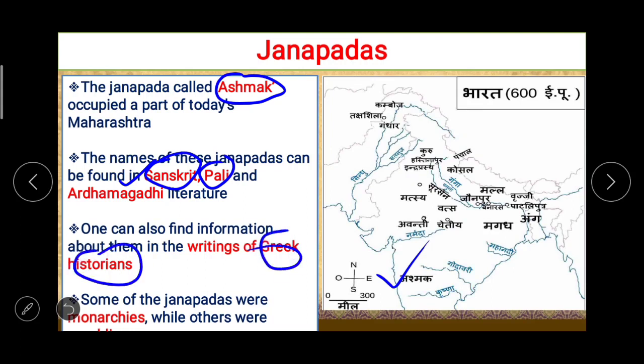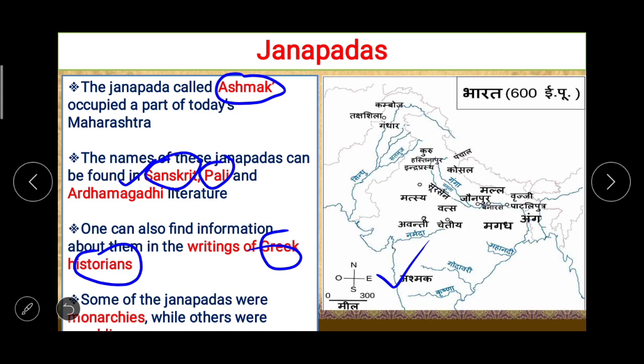One more thing to understand here is that at that time the historians and travellers moved from one place to another, and while moving they used to keep records related to that particular kingdom, that particular king, and also about the different systems or the administration, cultural, political or economic. So one can find information about all these Janapadas in the writings of Greek historians also. And this tells us that at that time the Greek people used to come here and also went back from here, and in their literature we get information about the Janapadas.